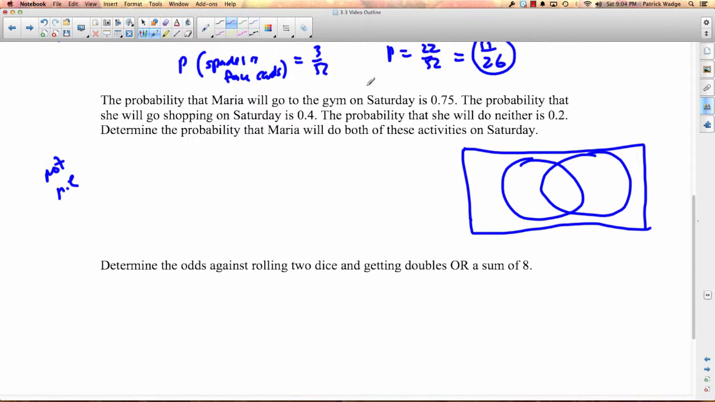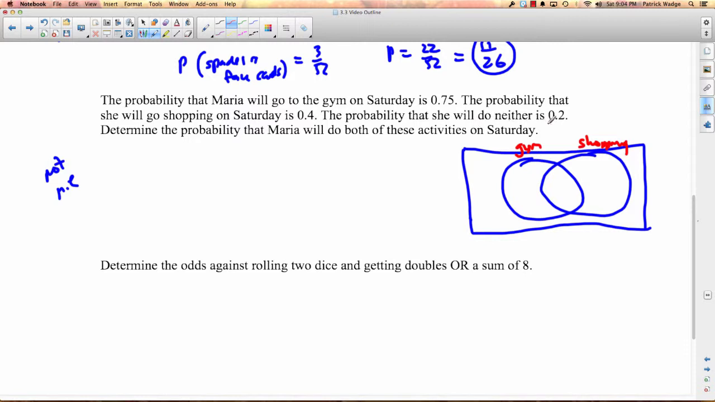So let's make, I know this is terrible, but whatever, this the gym and this shopping, and let's fill in what we've got. The probability that Maria will go to the gym is 0.75. Now I can't just put 0.75 here because that includes the whole circle. The probability that she will go shopping is 0.4, so you can't put 0.4 because that's the whole thing. We don't know how much is in the overlap area.